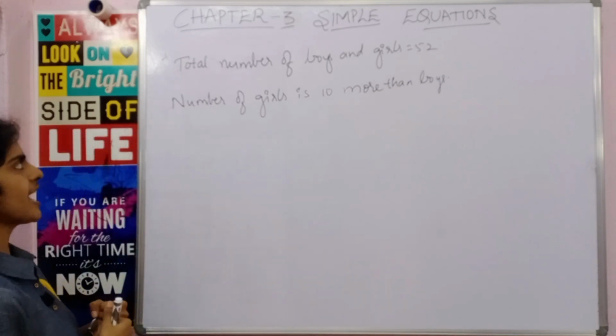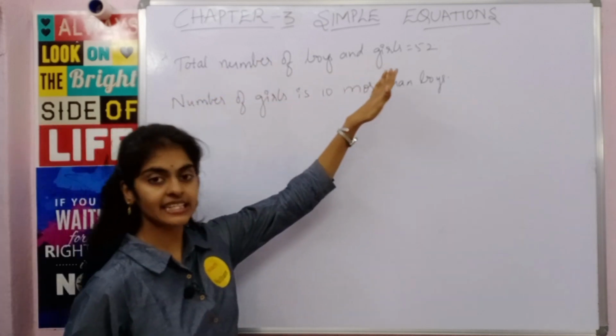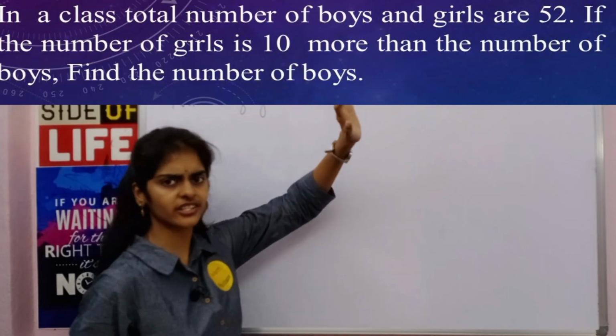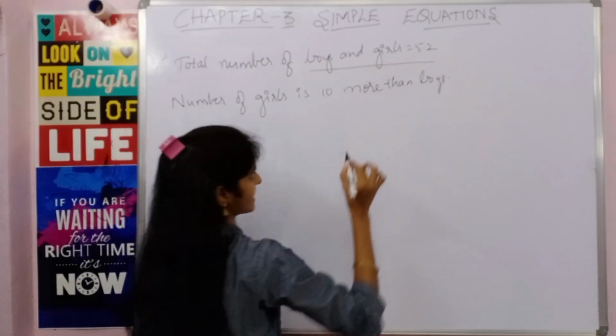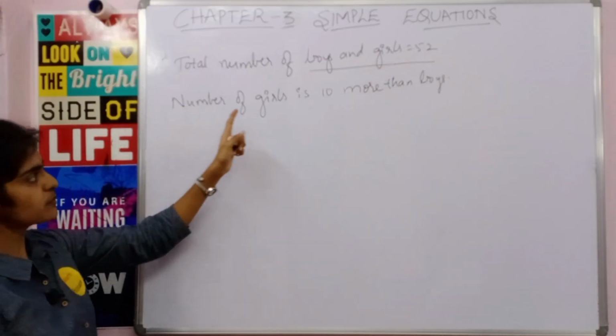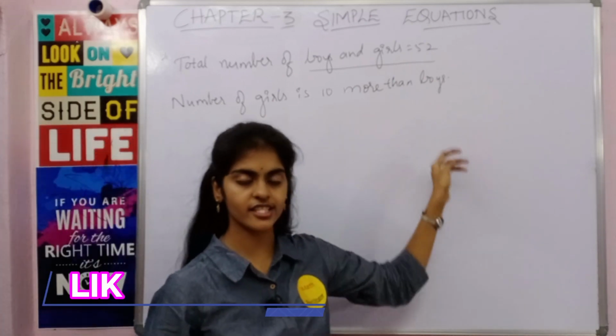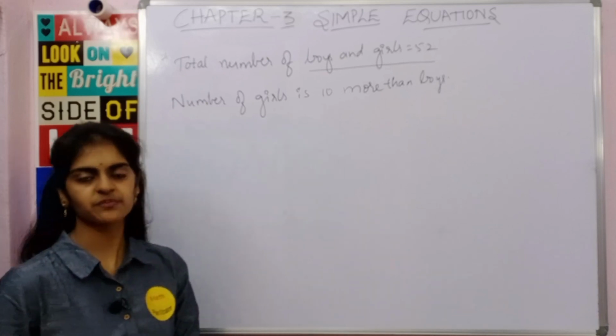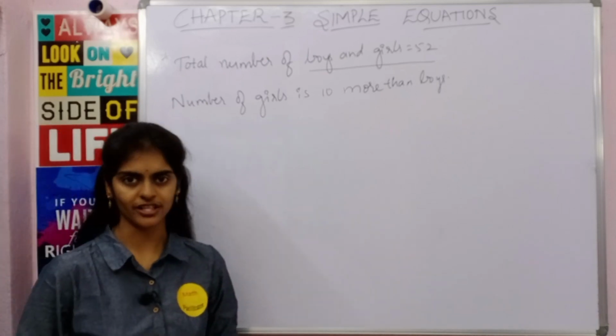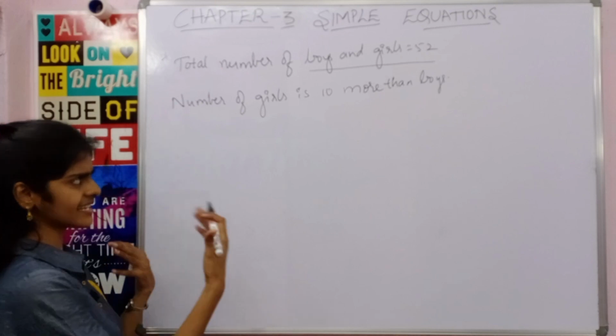Now, the total number of boys and girls in a class is 52. This is the first part of the question. The total number of boys and girls is 52, and the number of girls is 10 more than the boys. Clear? You have to find the number of boys. So how do you do it? This is a daily life example.